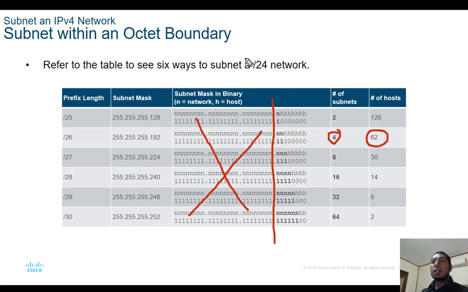The key idea here is we are working with the octet boundary. So when we know that it's a /24, we draw our line at the 3rd octet, and we now work with the last octet. We don't touch the 1st, 2nd, 3rd octets. We don't touch them. So let's have a look at the next one.